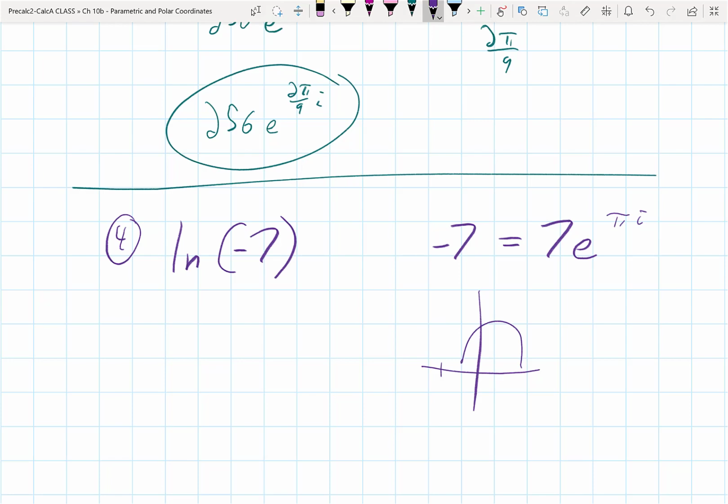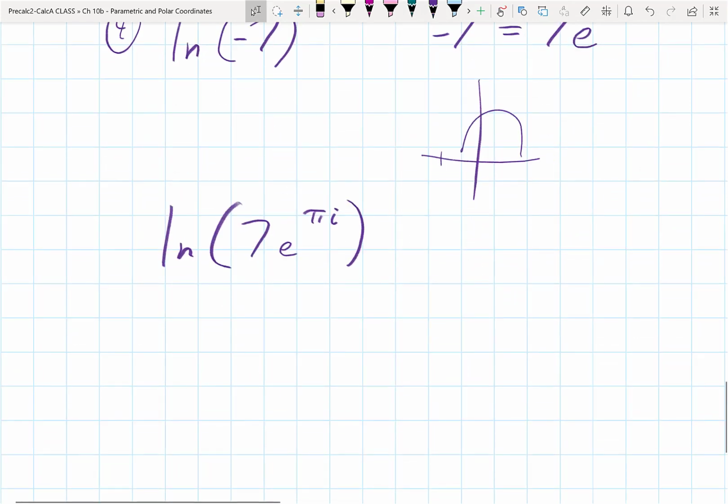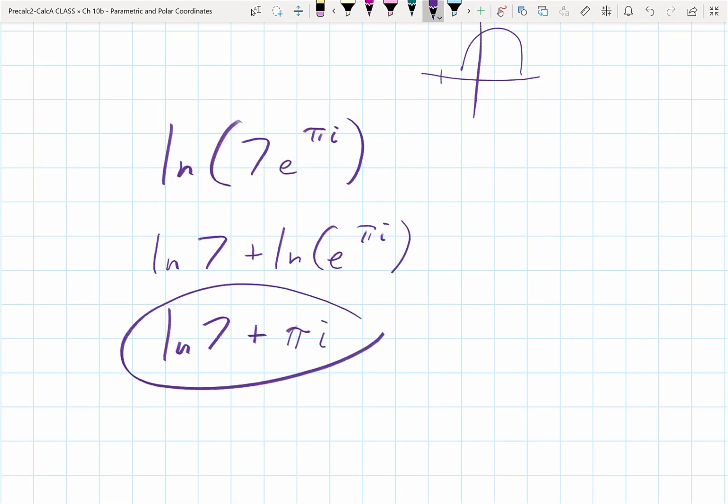This means we're going to do a substitution, ln of 7e to the pi i, and if you remember your natural log properties, this is the same as the natural log of 7 plus the natural log of e to the pi i, which is the same as the natural log of 7 plus pi i. And that is it.